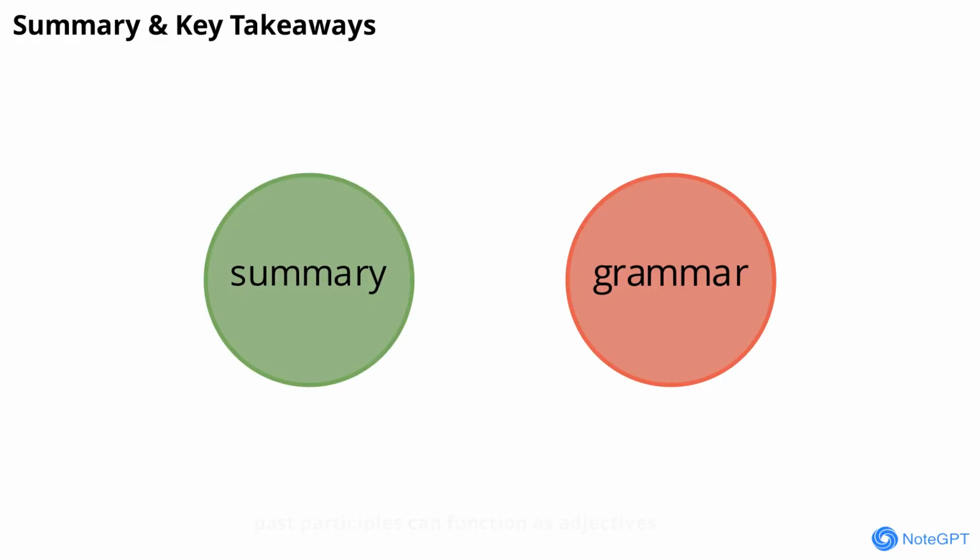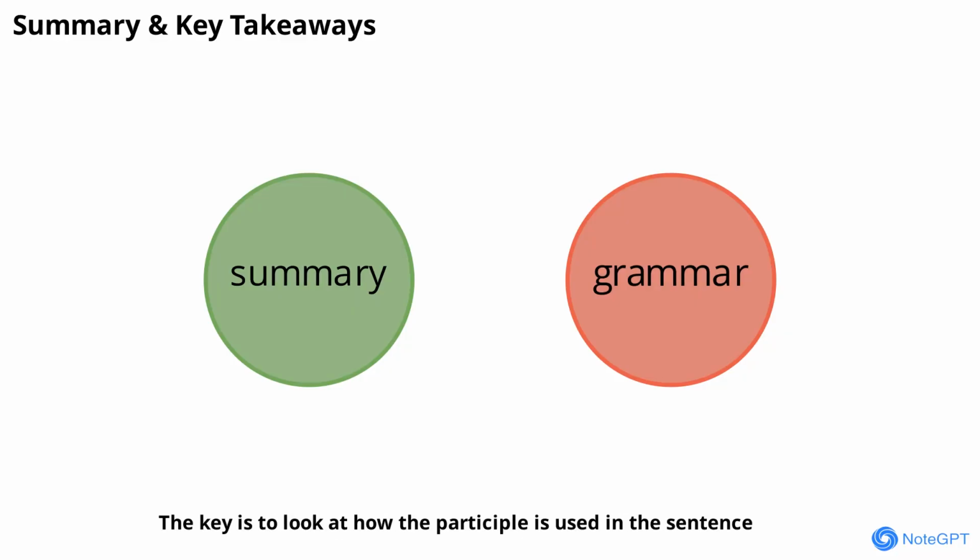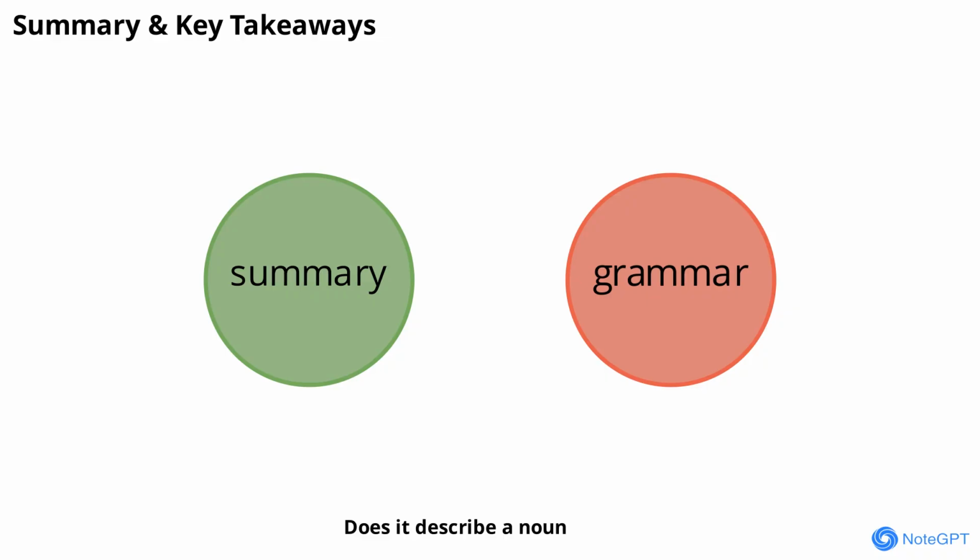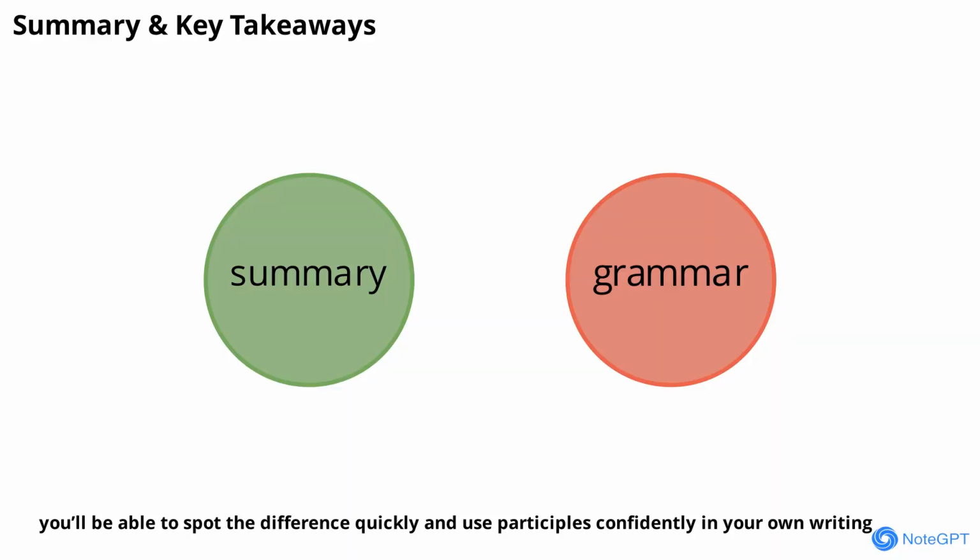To sum up, past participles can function as adjectives, describing the state or quality of a noun, or as parts of verb phrases, helping to form tenses or passive voice. The key is to look at how the participle is used in the sentence. Does it describe a noun, or is it helping to form a verb tense? With practice, you'll be able to spot the difference quickly and use participles confidently in your own writing.